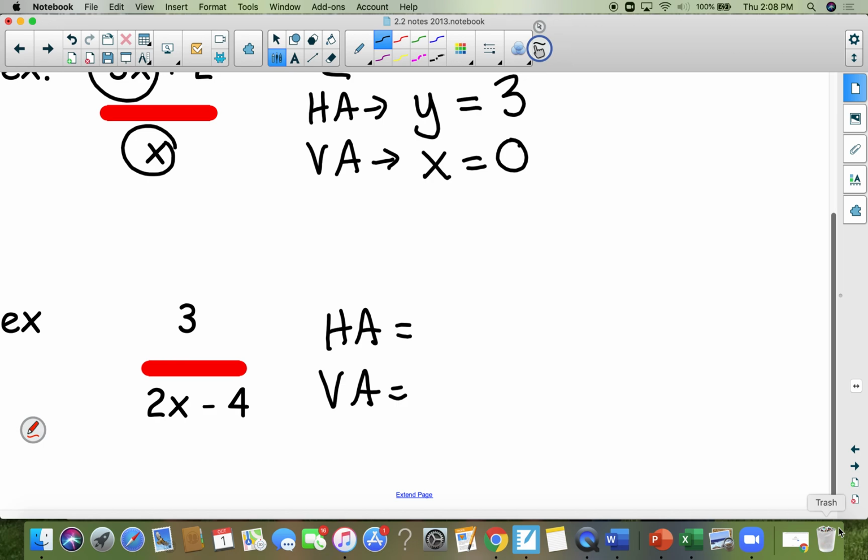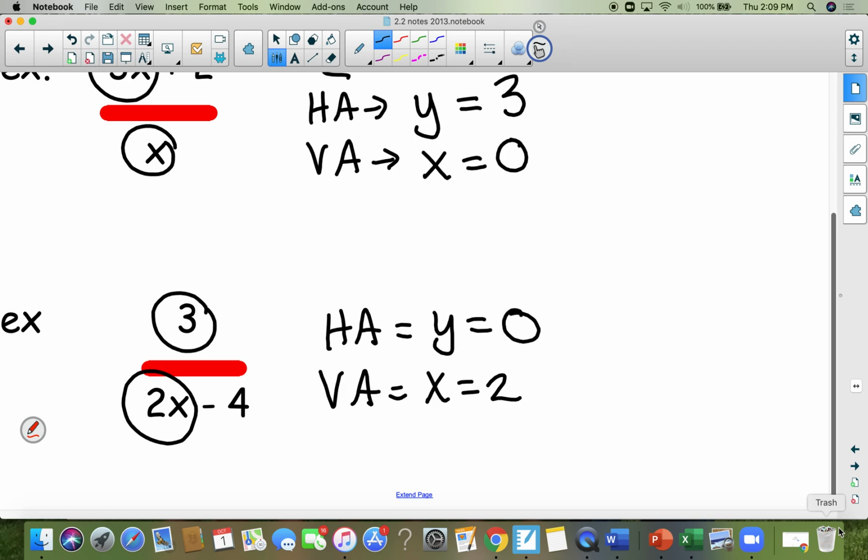I'm going to do the VA first. The VA is what x can't be. X can't be 2, which would make it x equals 2. Try to explain that to an Algebra 1 kid, that it can't be 2, but the equation is x equals 2 because it's a vertical line, right? And for the horizontal asymptote, take the highest power in the numerator and divide it by the highest power in the denominator. As x is getting bigger and bigger, 3 divided by 20, 3 divided by 200, 3 divided by 2,000, it's getting closer and closer to y equals 0, right? Okay, moving along.